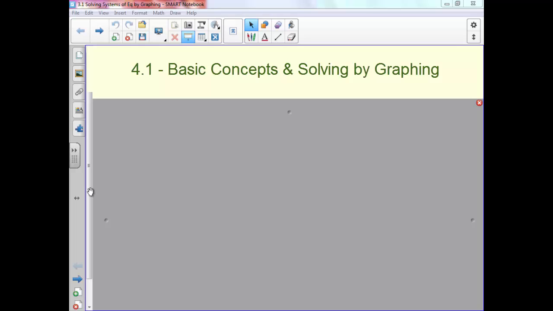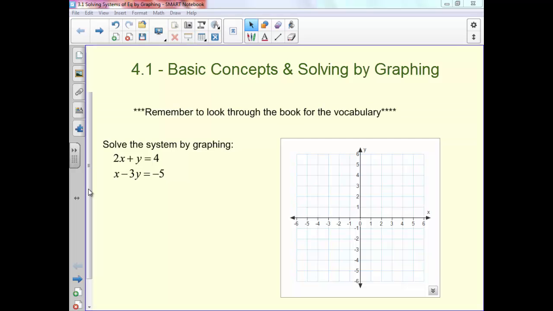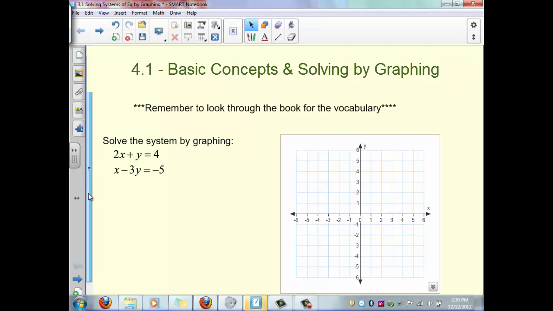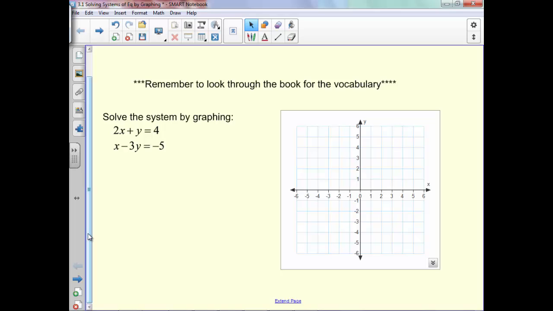Solving systems of two linear equations by graphing. And so what we're going to start is solve this system of equations by graphing. So first off, we have to graph each of these lines. So we got to remember how to graph them.